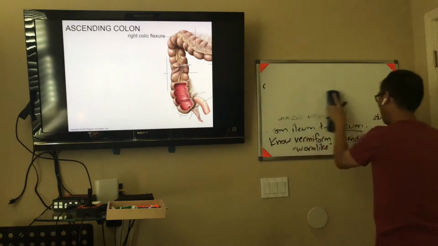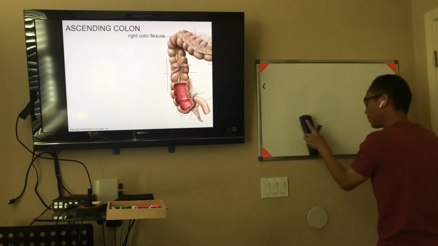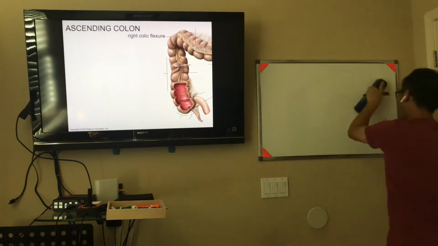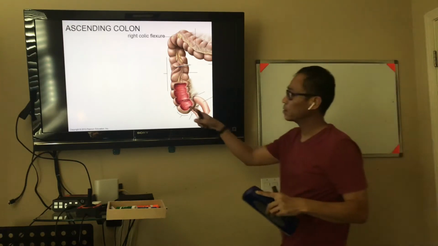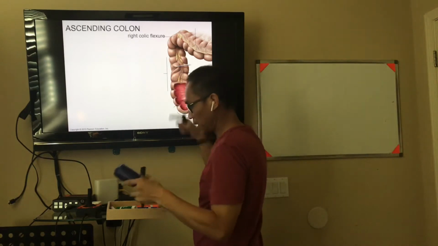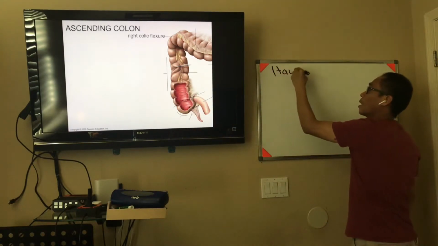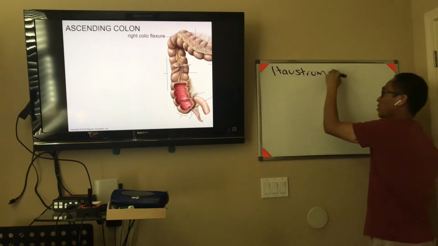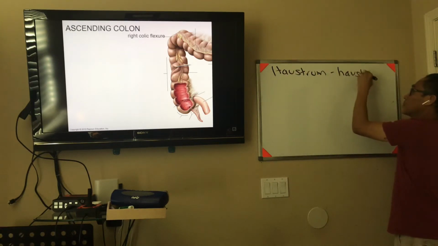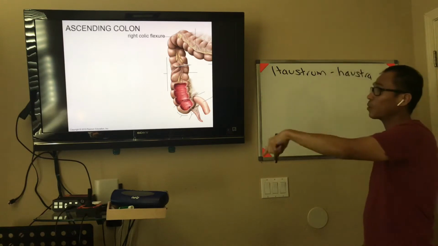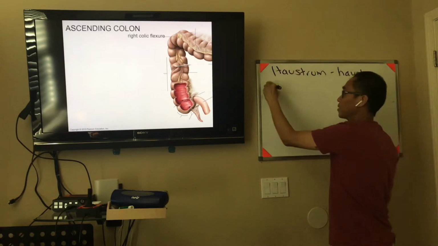But do you see how the large intestine has a pocketed appearance? All those little pockets are called the haustra. It's not labeled, but I'll just write it down. So you need to know haustra, haustrum singular, haustra plural. So this whole thing is the ascending colon.